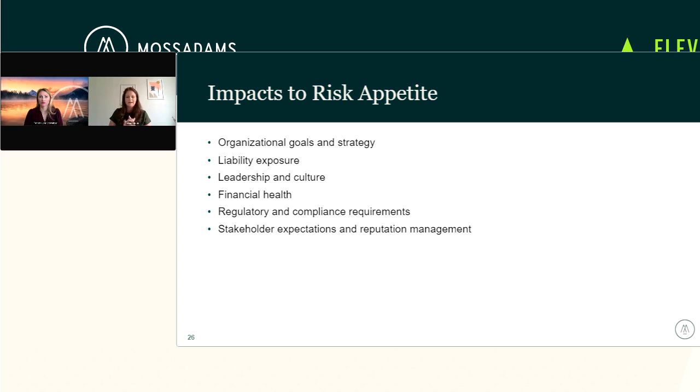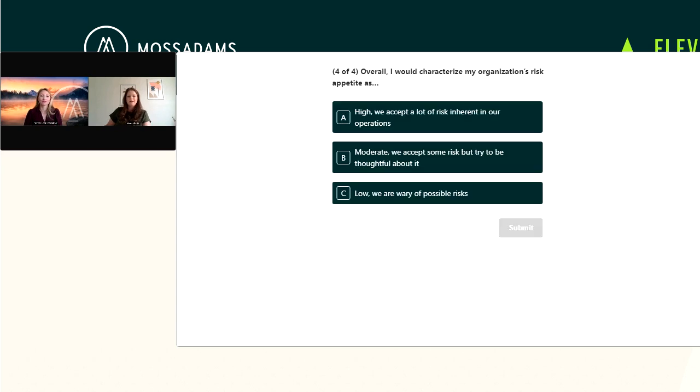And then, of course, stakeholder expectations and reputation management. So we want to be thinking about what are the preferences and risk tolerance of key stakeholders as we're defining our risk appetite. Okay, quick polling question before I wrap up this section.